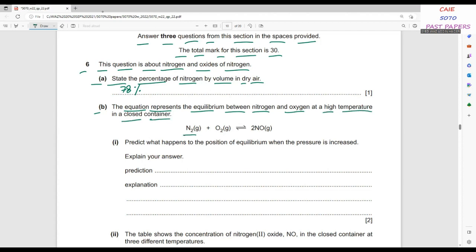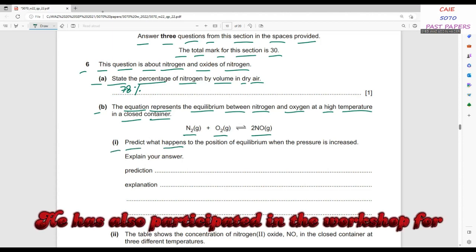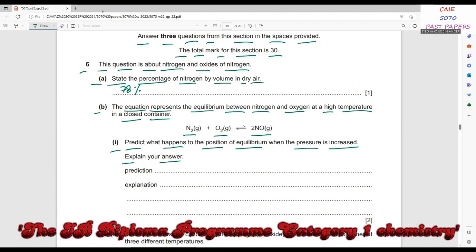B, the equation represents the equilibrium between nitrogen and oxygen at high temperature in a closed container. N2 plus O2 gas gives 2NO gas. Number 1, predict what happens to the position of equilibrium when the pressure is increased. Explain your answer. So whenever you increase the pressure, the direction of the equilibrium will shift towards the side with less number of moles.